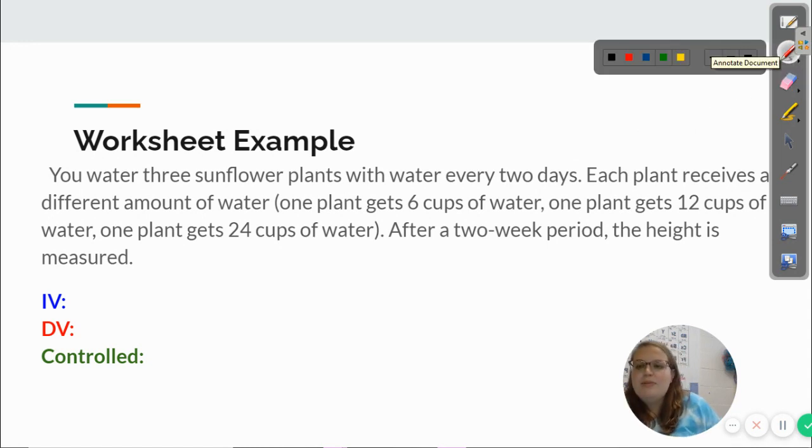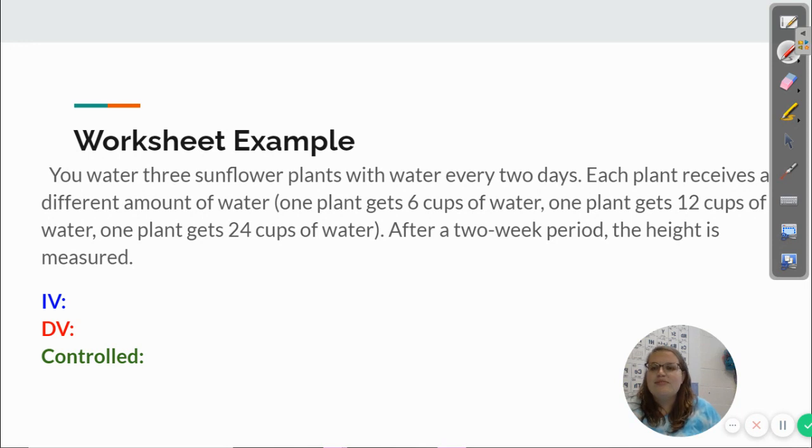Okay, so independent variable. It says you water 3 sunflower plants with water every 2 days. Each plant receives a different amount of water. One plant gets 6 cups, one plant gets 12 cups, one plant gets 24 cups of water. After a 2-week period, the height is measured. So what are we manipulating? We are manipulating the amount of water because each plant is receiving a different amount of water.